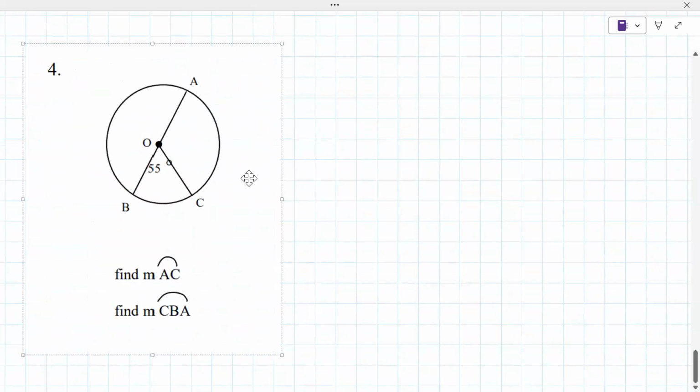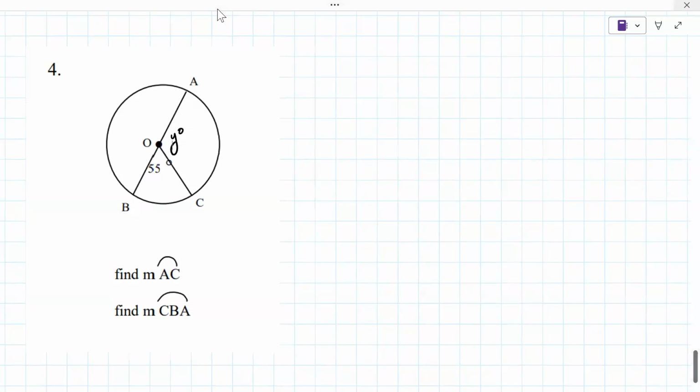Right, number 4 here. So I would recommend finding, I'll call it Y right here. I would recommend finding Y first, and that's based on what we just did. This is a diameter, even though it maybe doesn't look like it. These two angles make a linear pair. So 180. So A to C is 125. Okay, yeah, 125 degrees.